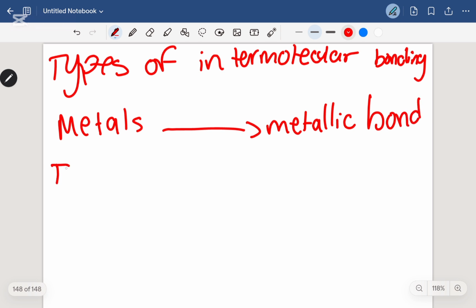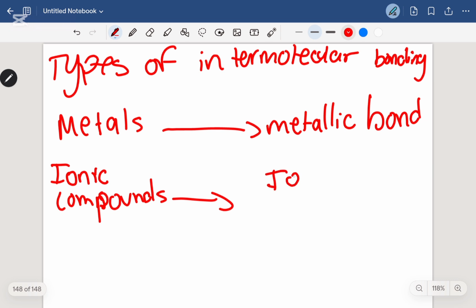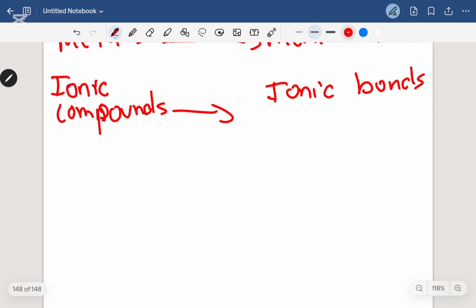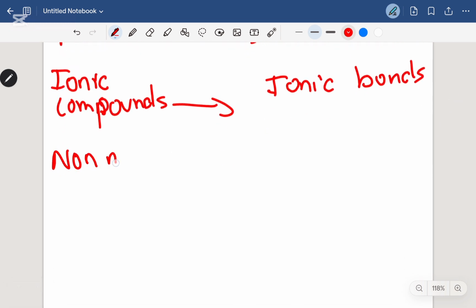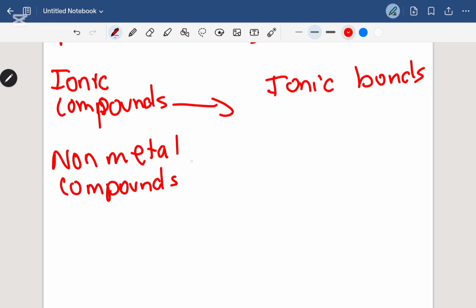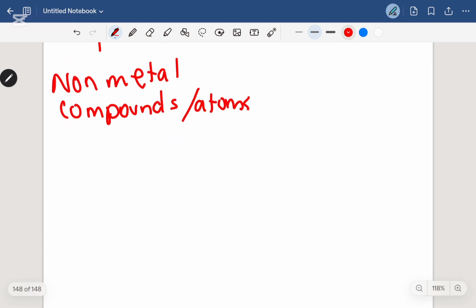Next one, we move on to ionic compounds. Okay, so what about ionic compounds? They have ionic bonds. So far, it's really easy. So metals have metallic bonds, ionic compounds have ionic bonds. Okay, now here we move on to something different. Non-metal compounds, or atoms even. It doesn't have to necessarily be a compound. So non-metal compounds or atoms.